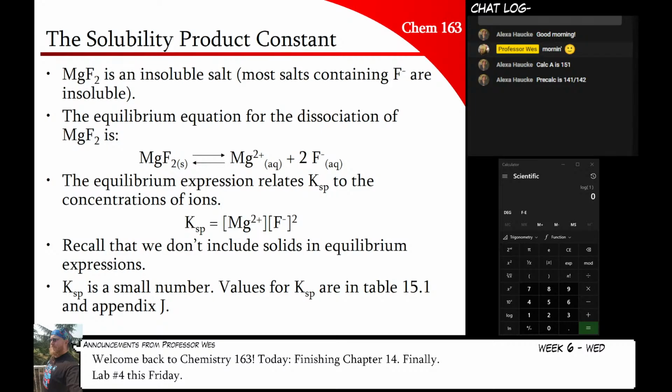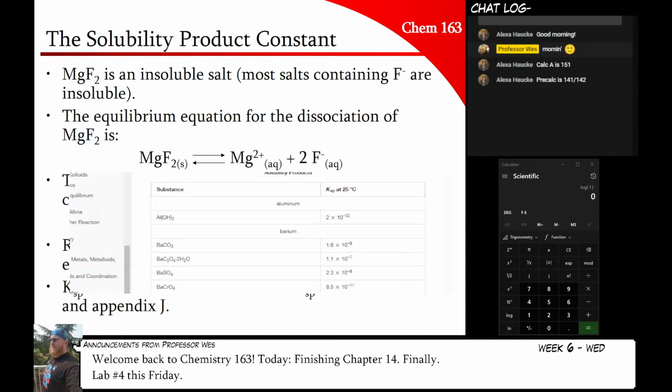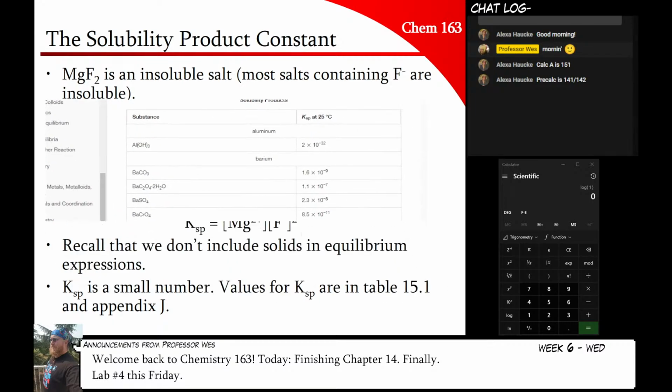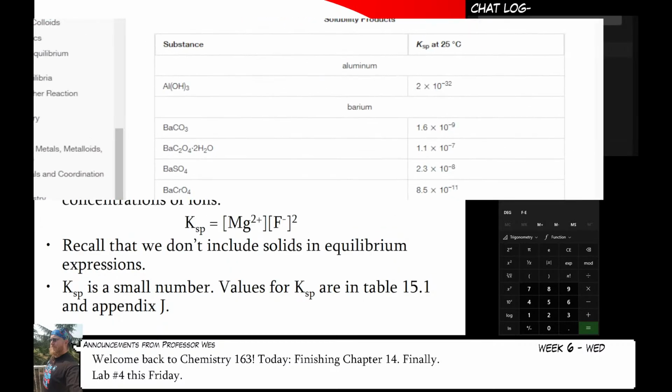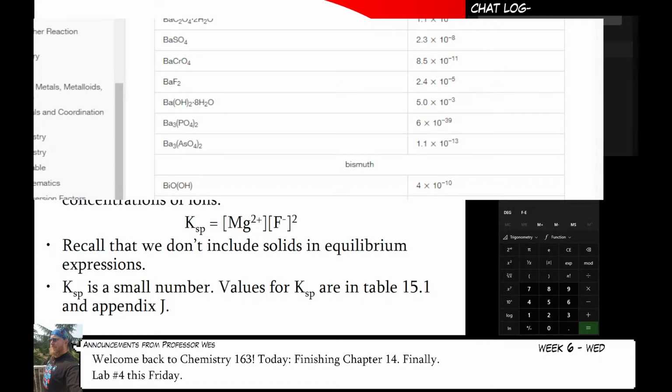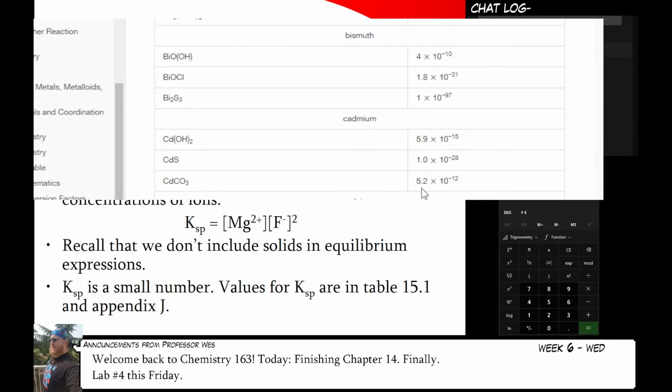So that should capture. That's kind of small, but that'll be okay. So here are some KSPs for various compounds, and you're going to see that these are going to be like 10 to the minus 10 or lower. So like there's a bismuth compound right here, 10 to the minus 97. Like, wow, that's really, really insoluble, right?